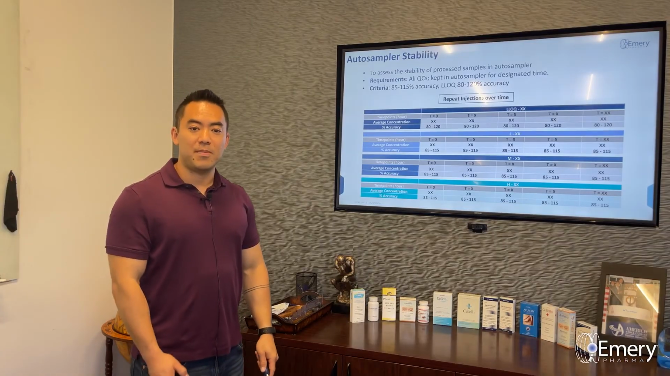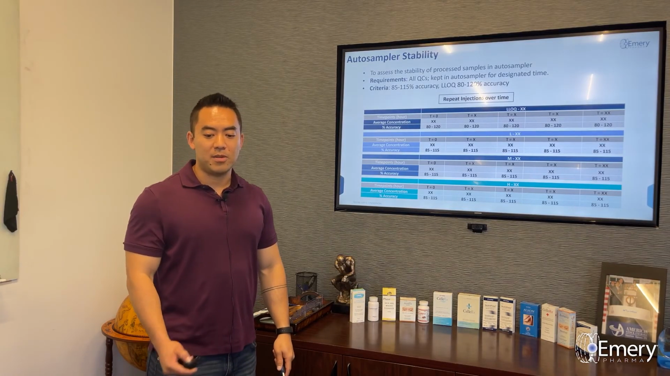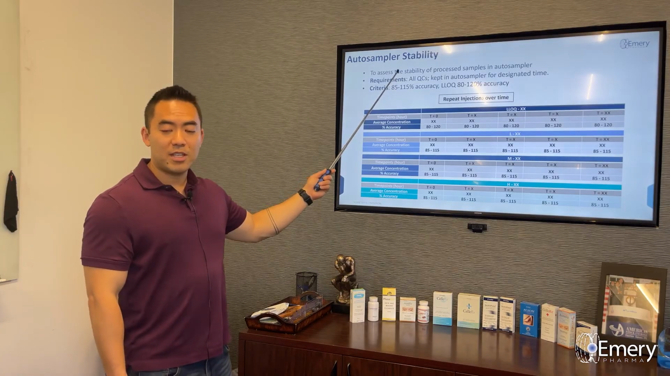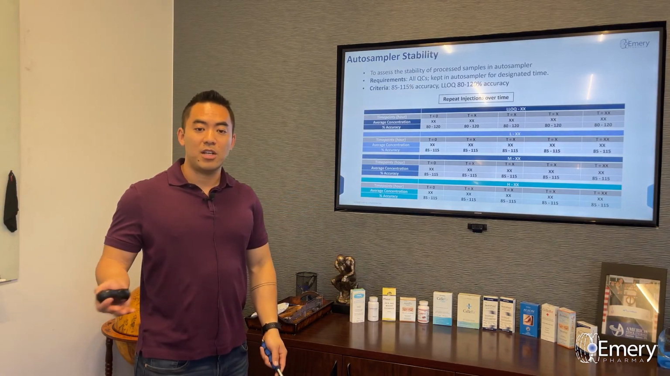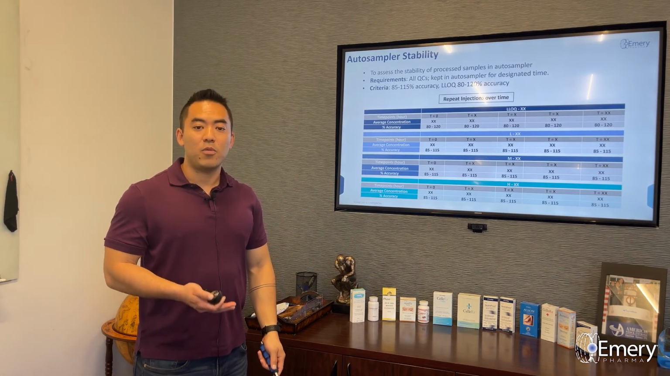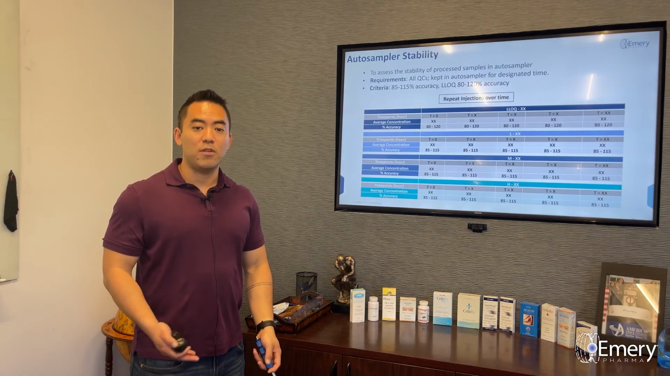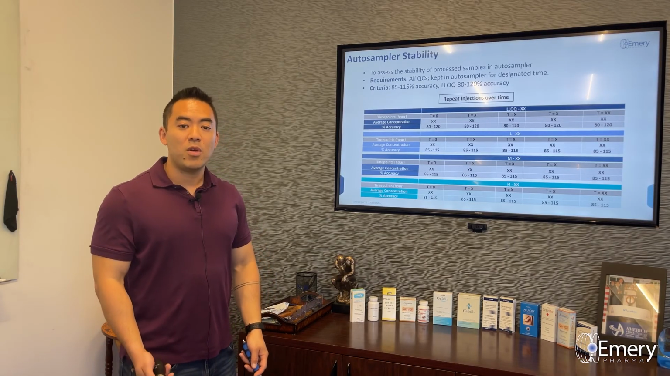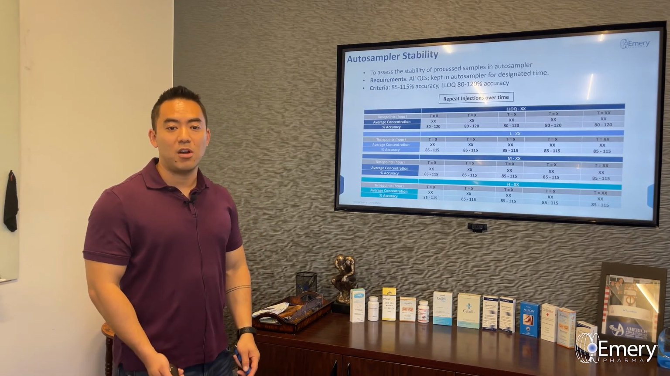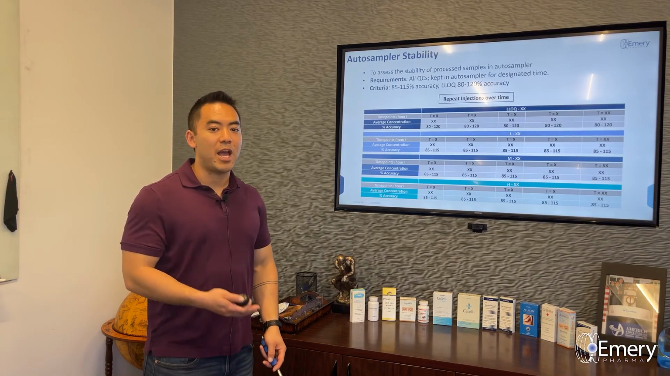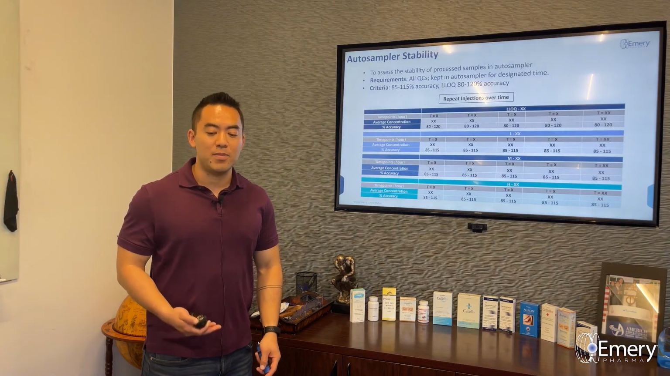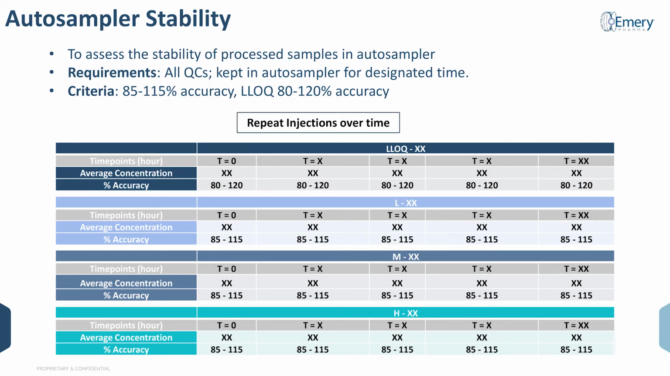The third type of stability is autosampler stability. How stable are our samples in the autosampler of our instrument? Here at Emery Pharma, we keep our autosamplers anywhere from 2 to 5 degrees Celsius. So we want to know how stable our samples are once they've been processed and are sitting in the autosampler waiting to be injected. To do this, you perform this on all QCs, you keep them in the autosampler for a determined amount of time, and you just repeatedly inject them throughout that time period.